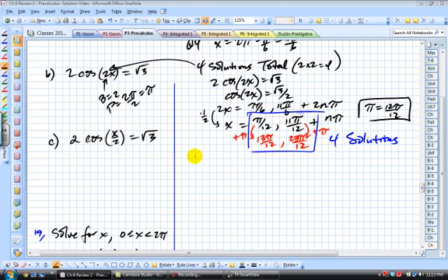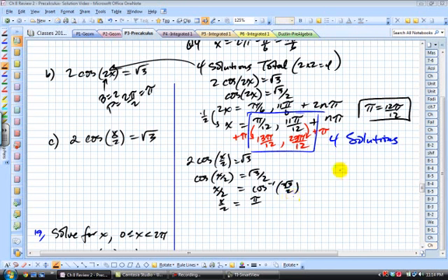Alright, now let's handle this one. We've got 2 cosine of x divided by 2 equals root 3. Okay, isolate your function. Then solve for the variable by taking the inverse cosine. So inverse cosine of root 3 over 2. So x divided by 2 equals pi/6 again, and 11pi/6 in quadrant 4. Multiply everything by 2 because I have to solve for x here, so times 2. And I get pi/3 here and 11pi/3 here.